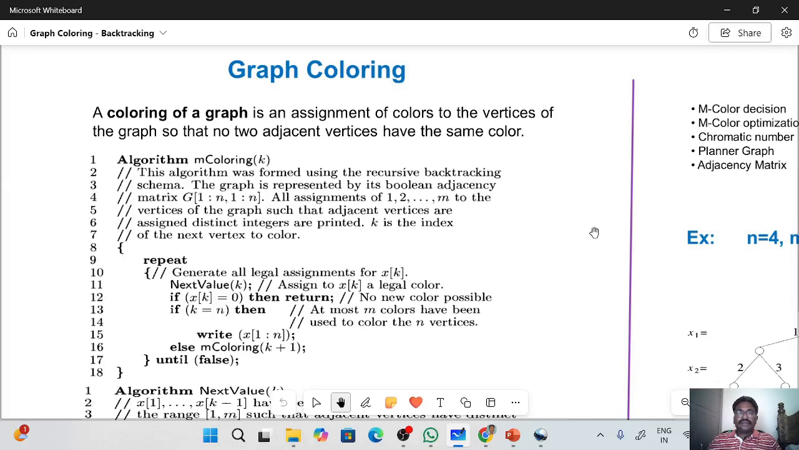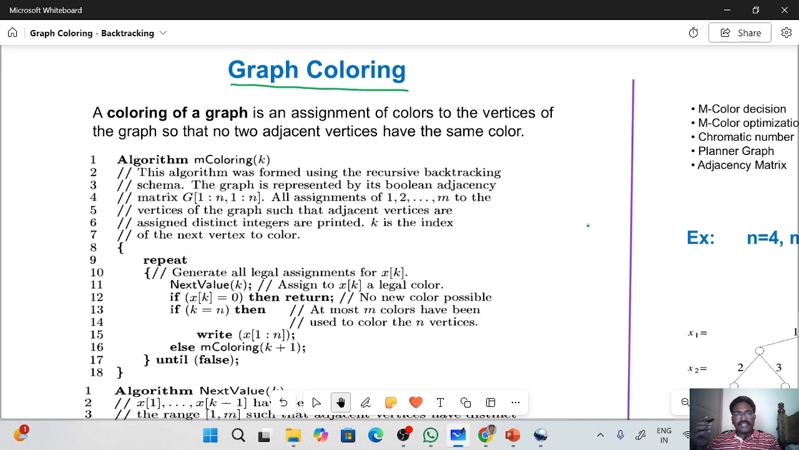Hi everyone, in this session I am going to explain the graph coloring problem. The graph coloring problem is nothing but assignment of colors to either the vertices or edges of the given graph. Here the condition is that no two adjacent vertices or edges have the same color.